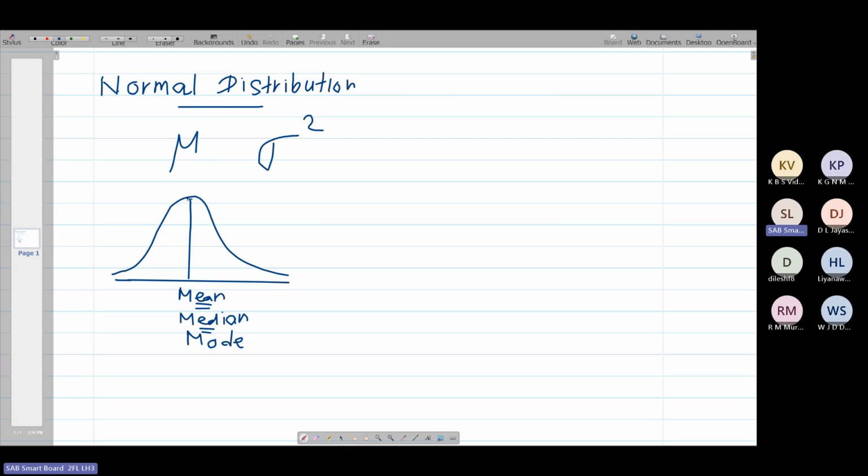The other one is this line, which we call the x-axis. The random variable is normally denoted by x, simply x.